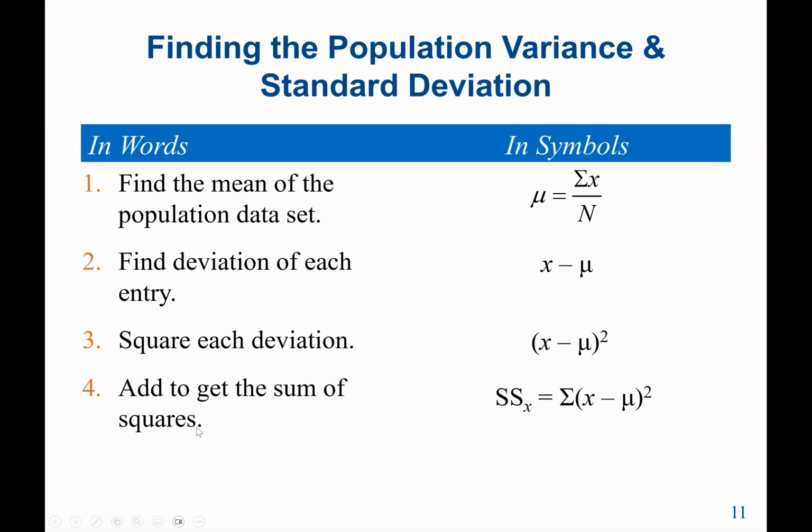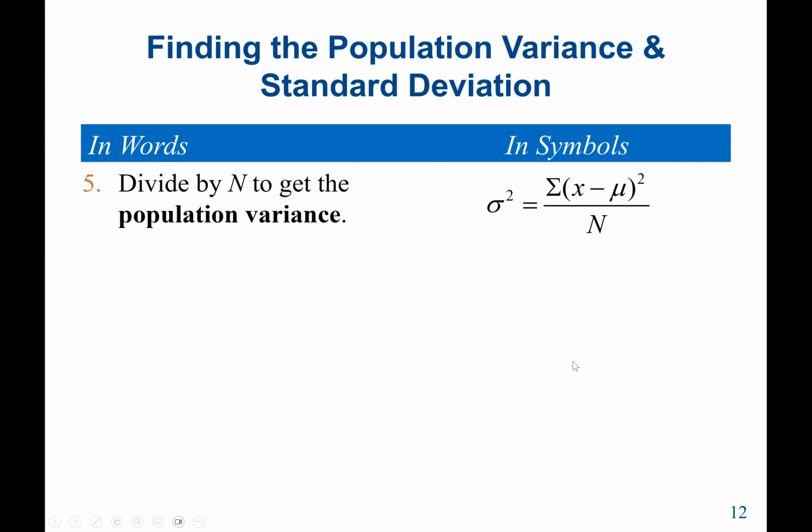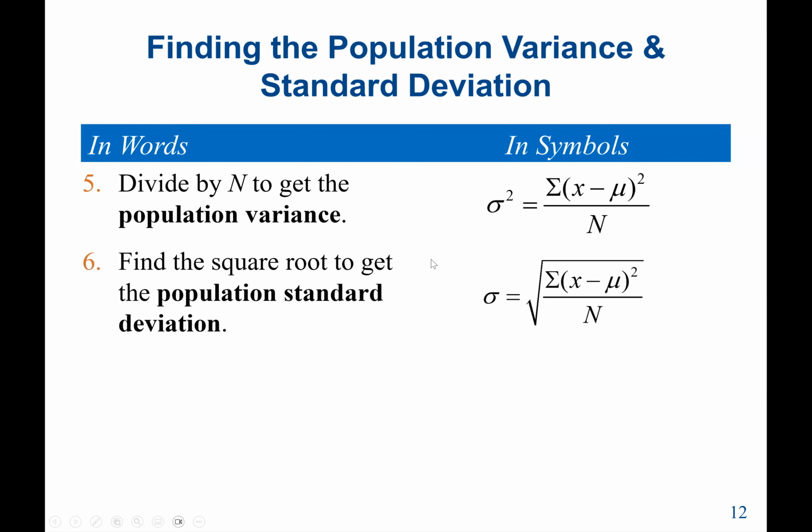Then we are going to add to get the sum of the squares. When we square each deviation of the data set, we add all of them. Then that gives us the sum of squares. Then after that, we are going to divide by the population size, and that will give us the variance. Then the square root of the variance will give us the population standard deviation.